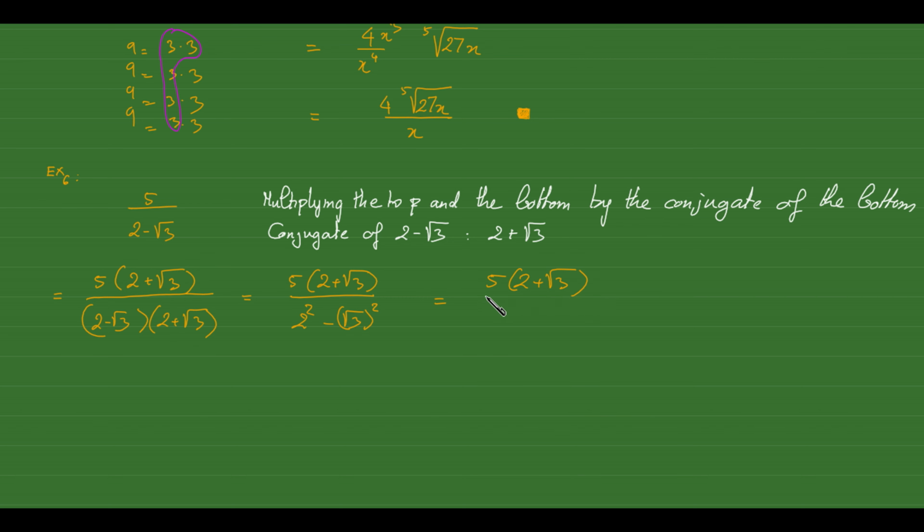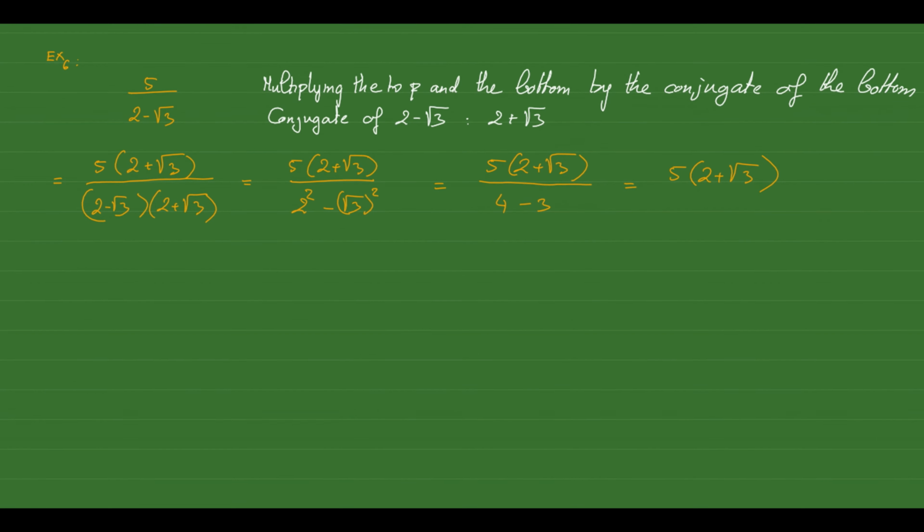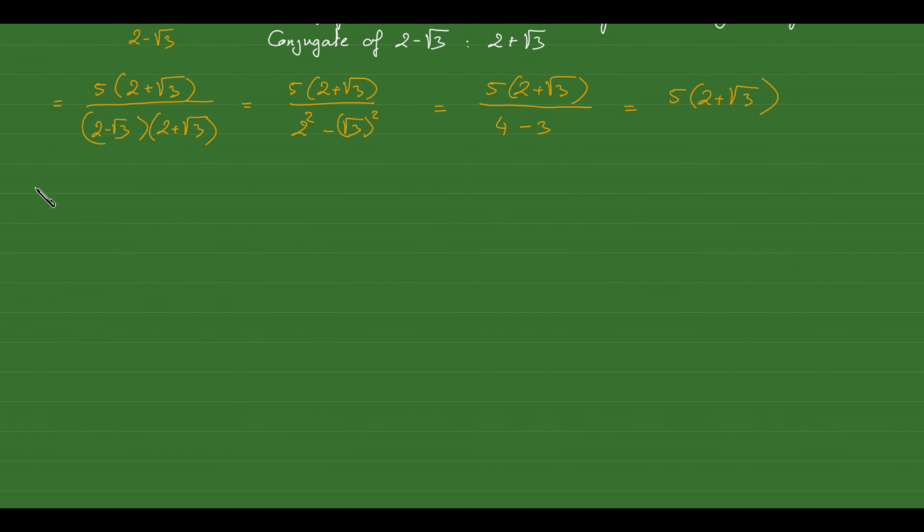And now what happened here? We have 2 squared, which is 4, and square root of 3 squared, which is 3. So 4 minus 3 is 1. So what you have left is just this. There you go. See, no more radical in the denominator. Okay. So that's the definition of conjugate. You just change the sign.